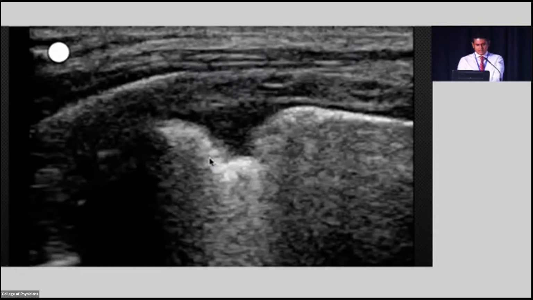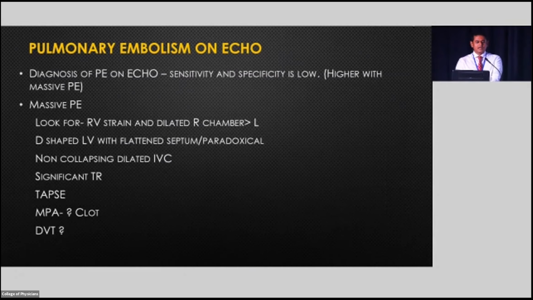So there are a lot of things that if you scan certain areas, you can tell what's going on. So pulmonary embolism on echo. Diagnosis of pulmonary embolism on echo, sensitivity and specificity is low if you don't have a massive PE. So don't ask for an echo if the patient's blood pressure is stable. Go for a CTPA. But if the patient is hypotensive and you have a high degree of clinical suspicion, you can ask for an echo to see those signs of major pulmonary embolism.